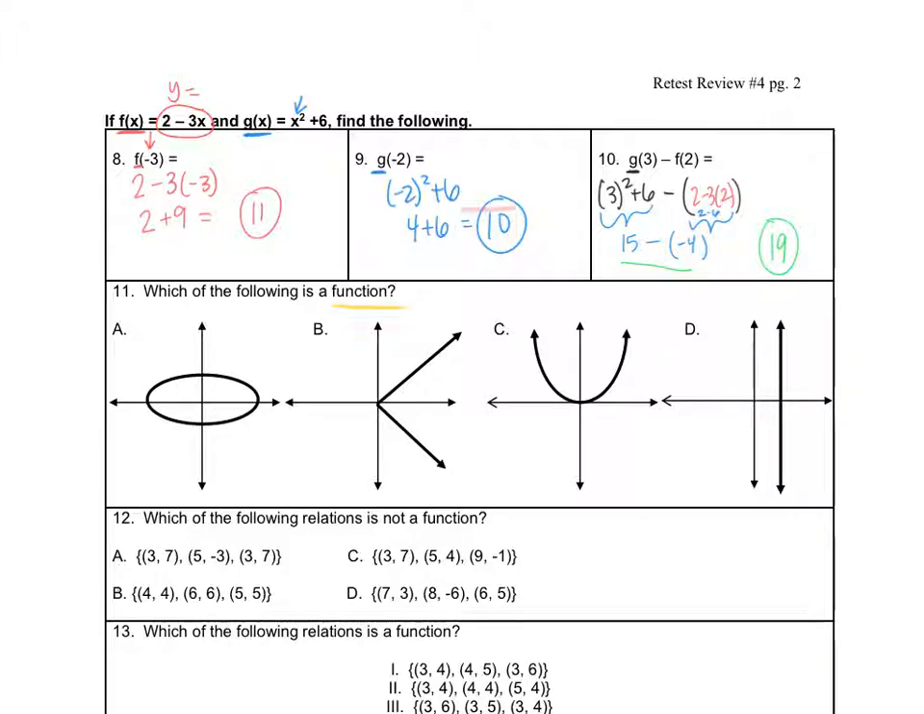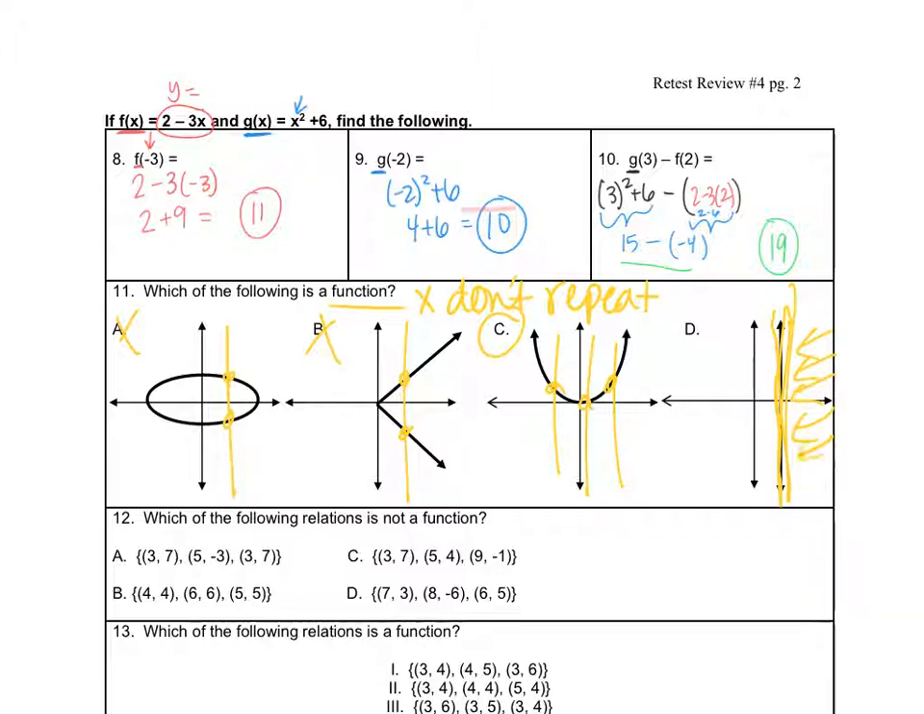11, ask which of the following is a function. Being a function means your x's don't repeat. It also means if you draw a vertical line, it will pass the vertical line test. So A would not pass the vertical line test. B would not pass the vertical line test. C only passes through one time and would pass. D does not, because if I could draw straight lines, they would be hitting at all of these different points.